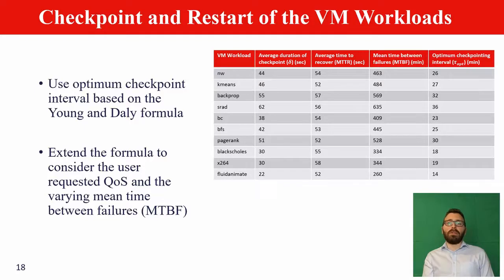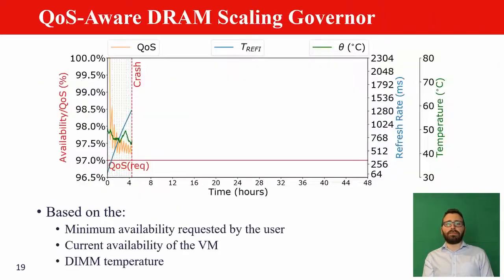We have measured on the server the duration of the checkpointing of each VM and the duration it takes to recover from a crash. We have calculated the lowest mean time between failures that the system can experience so that the user requested quality of service is not violated, and the optimal checkpoint interval for each virtual machine. Here you see an example of HaRMony with the quality of service aware governor that dynamically adjusts the refresh rate of the system. The governor considers the availability of the system and the DIMM temperature to select a refresh rate for the maximal power savings while respecting the quality of service requested by the user.